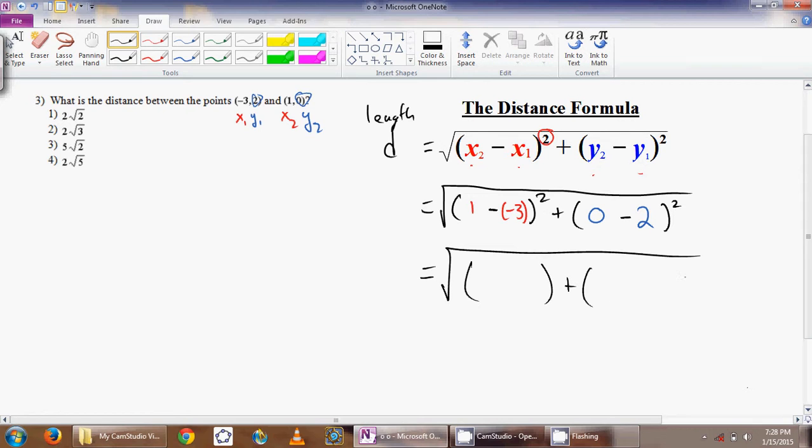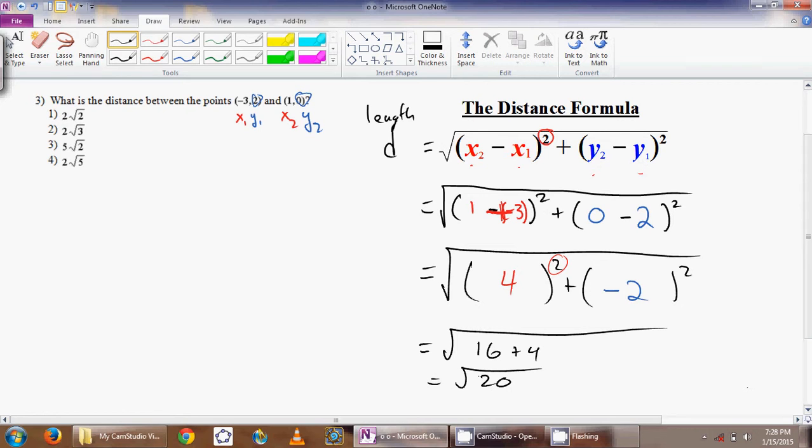Alright, and when we go to simplify further, inside, we're going to have negative times a negative becomes a giant plus, right? So now this reads 1 plus 3, and that would be 4. And that's getting squared, don't forget. And then to the right, we have 0 minus 2, which is minus 2. Simplifying further, this is 4 squared is 16, negative 2 squared is 4. This is radical 20.